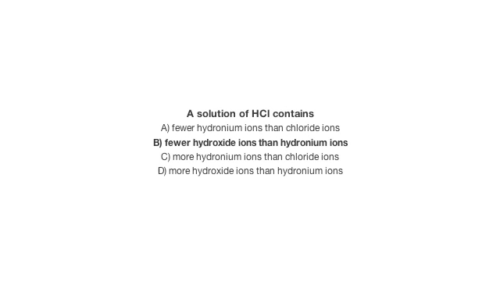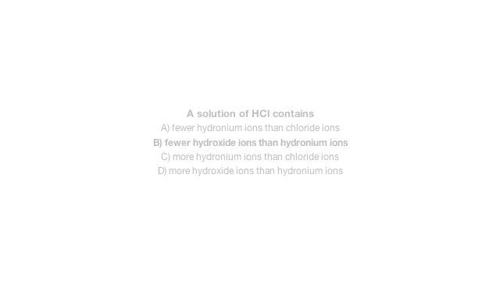The correct answer is choice B, fewer hydroxide ions and more hydronium ions. This is because HCl is a very strong acid, and the hydronium concentration has to be larger than the hydroxide concentration. Therefore, there are going to be more hydronium ions than hydroxide ions. With this, the pH is going to be extremely low.